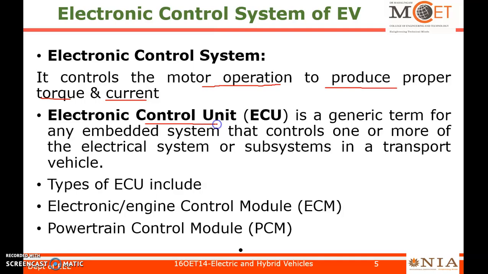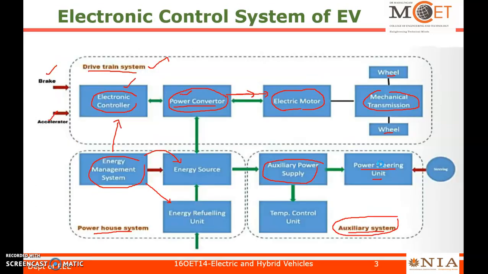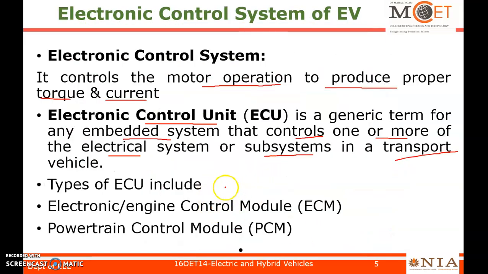The electronic control unit, in general terms, is an embedded system or embedded control unit which controls one or more electrical systems or subsystems of the electric vehicle transport. We know that in an electric vehicle there are three main subsystems: the drivetrain system, the powerhouse system, and the third one, the auxiliary system. So this embedded electronic controller will control all such subsystems of the electric vehicle.